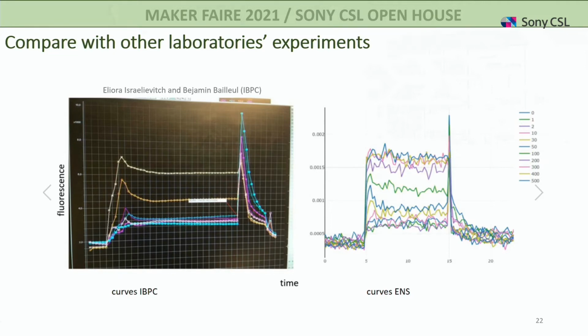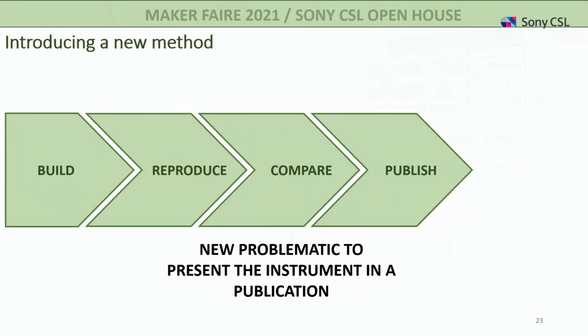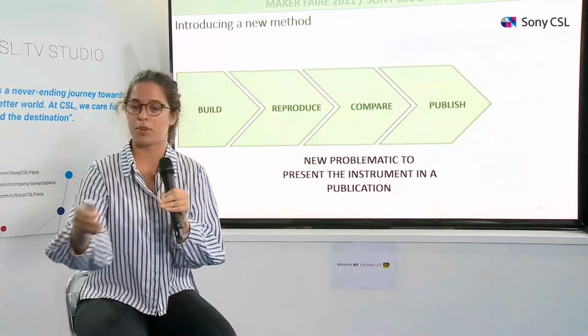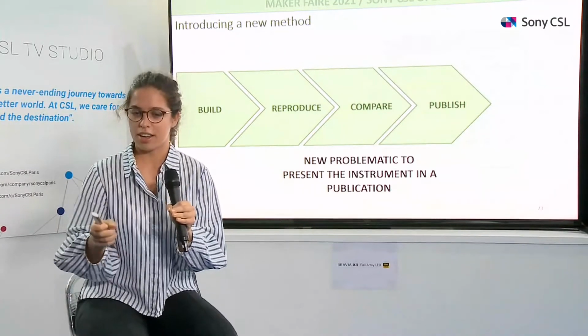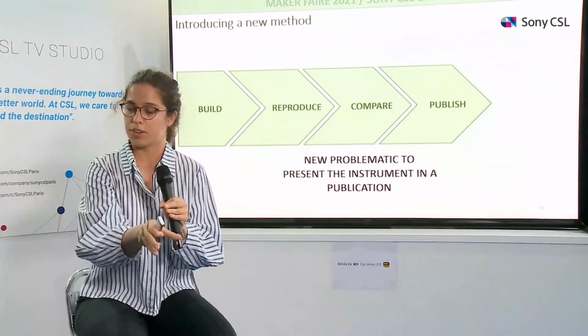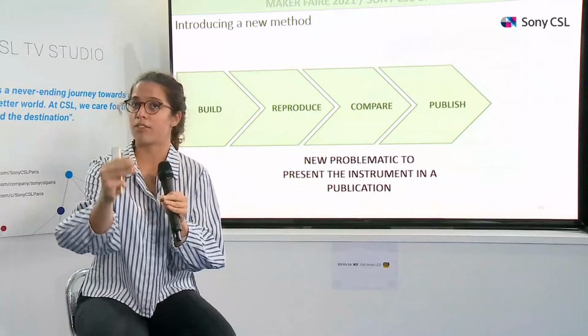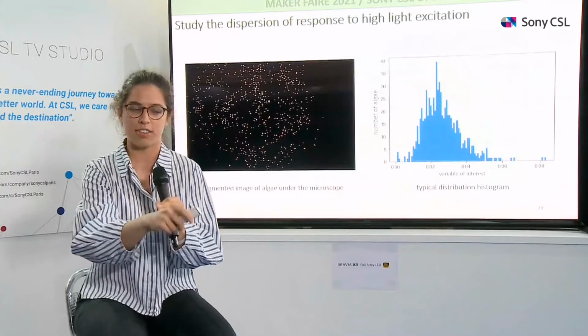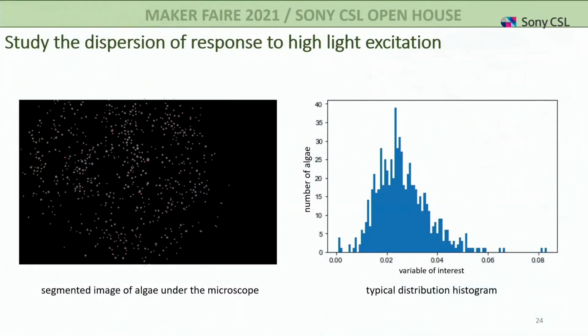So if we wanted to publish, we had to find a new question that we could tackle with our instrument. And what we decided to do was to study the distribution of a population. Usually, when we study samples, we look at the mean of the response. But here, what we wanted to do is to isolate each individual alga and get their own response, and then look at how the dispersion of the response was. And the next step will then be to work on the method.